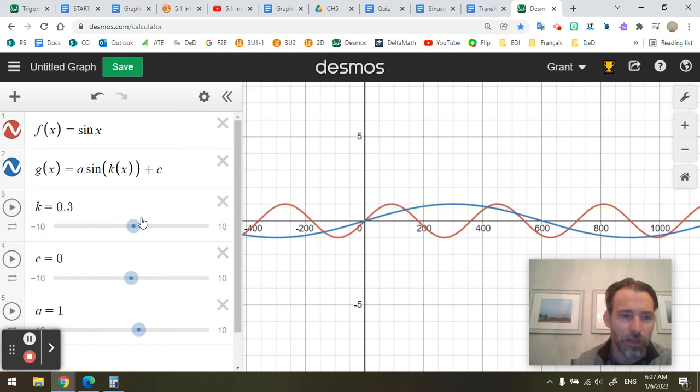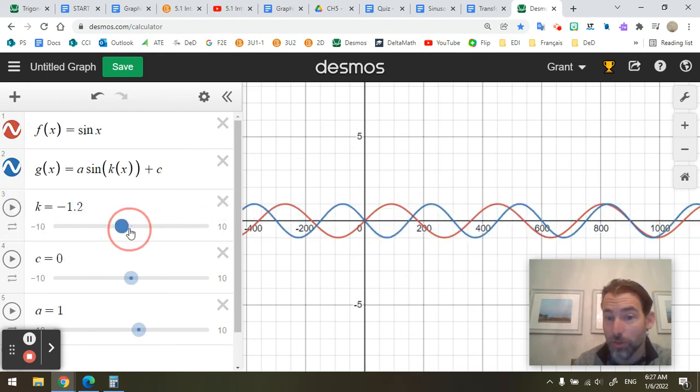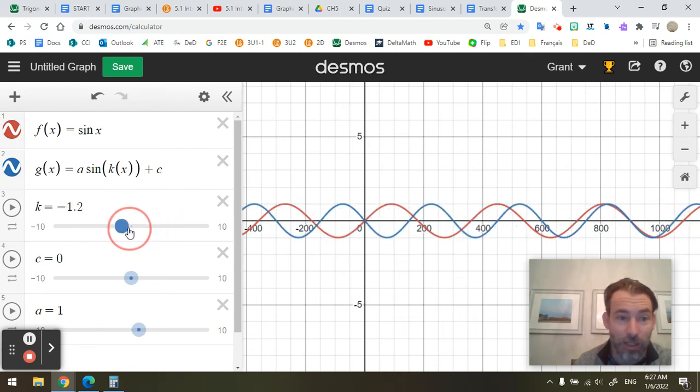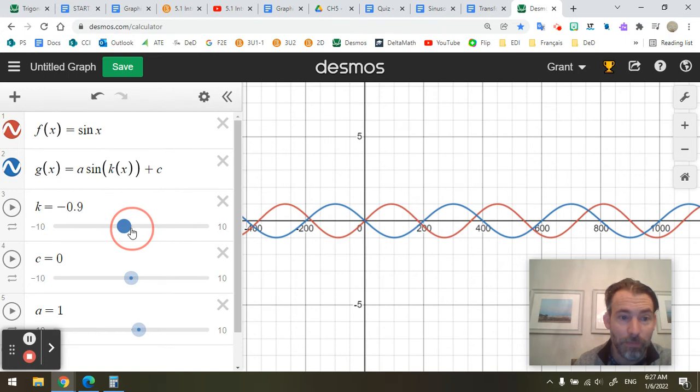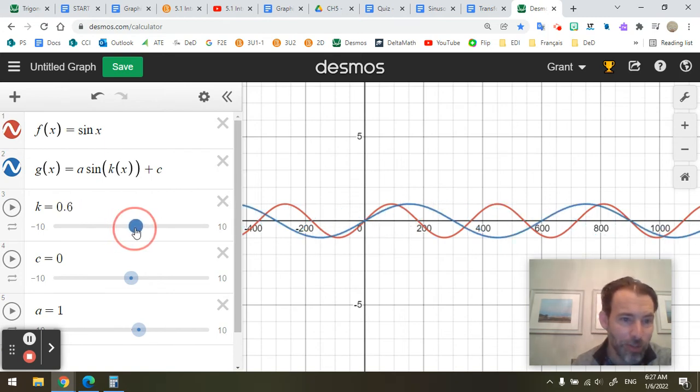And then when k is negative, it also reflects through the y-axis. So you see that reflection through the y-axis. So when k is -1, it has reflected the function through the y-axis. Okay, pretty cool. Now set k to 1 so that we're not seeing that.